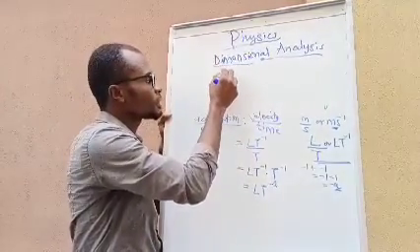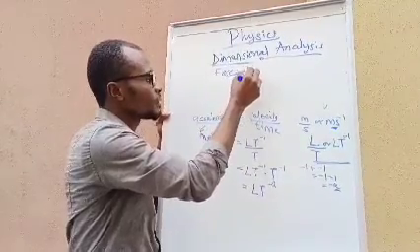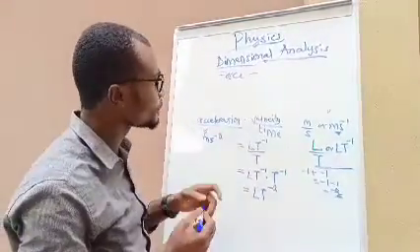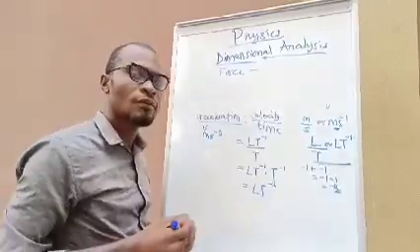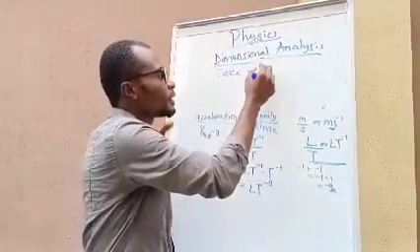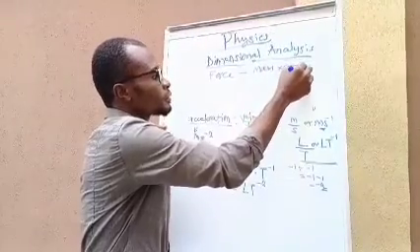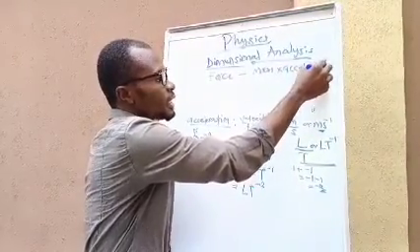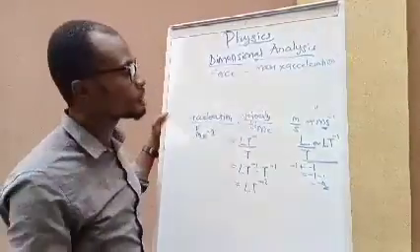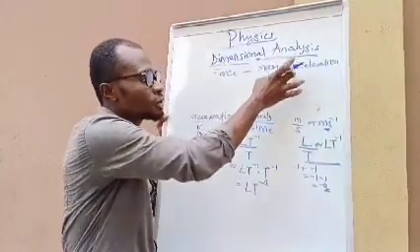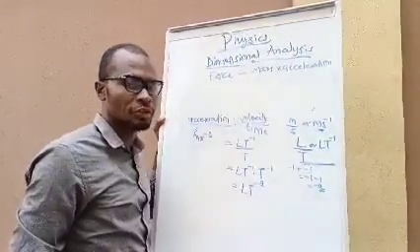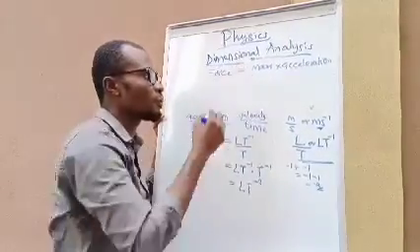So we can try one more example. Let's say force. Okay, good. Now what is force? Force is simply the product of mass and acceleration. Mass times acceleration gives you force.